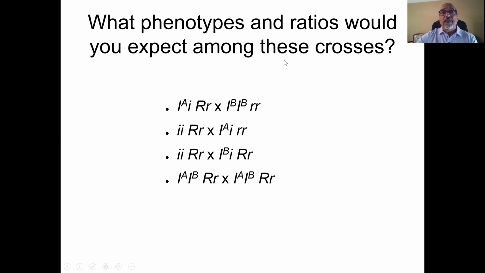And of course, what phenotypes and ratios would you expect among these crosses? And so this was just practice. There are 4 different crosses here, and be able to look at the first line, that is an A positive individual, followed by a B negative individual, and what are all the possible outcomes of that cross? This also is in the Word document, so you'll be able to fill these in. And please do all 4.